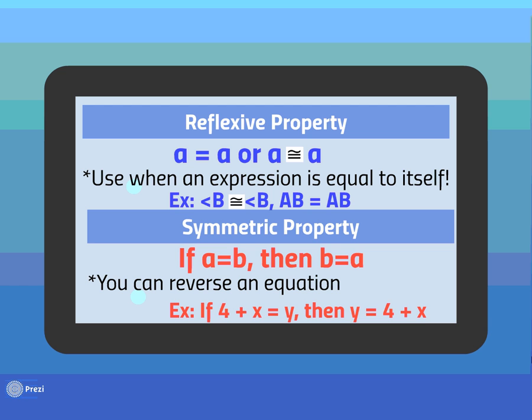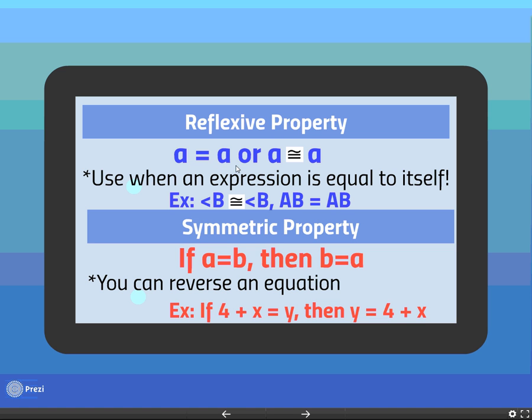Now, what word does the word reflexive kind of sound like? Holy hot dog, you guys. It does sound like the word reflection. So I always think about a reflection when I think about the reflexive property. The reflexive property is when something is equal to itself or something is congruent to itself. Because if you have something, it should equal itself, right?